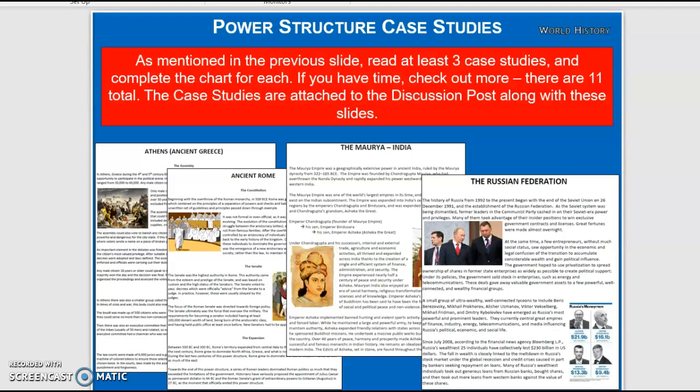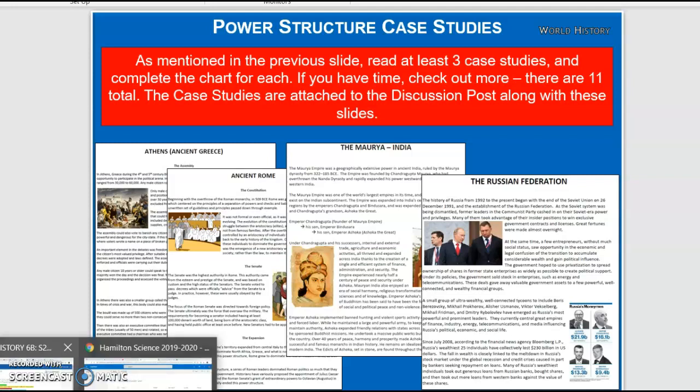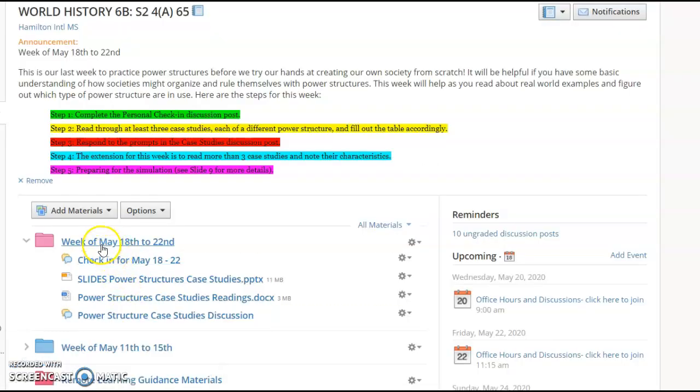And where you find the case studies is they are in that week folder that I was just showing you. And these are some of them that you'll see. Here's the Athens. This is ancient Rome. The Maurya, which is India. The Russian Federation. And this is just like a sample of what they look like. But if you look in your week of May 18th to 22nd, here they are, Power Structures Case Studies. You click on that, and that's how you get to them.